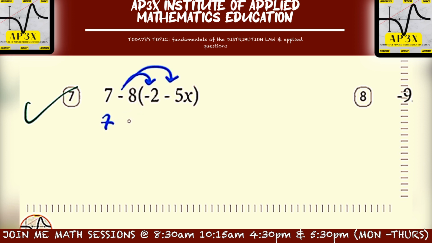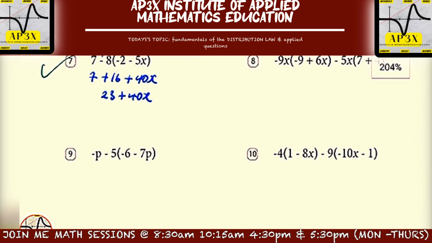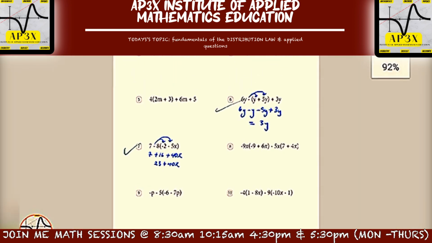Minus 8 times minus 2 is minus positive 16. Almost made a mistake there. And the negative multiplies the negative, gives us a positive. 8 multiplied by 5 is 40x. And so the only thing that we can literally do here is to add the 7 and the 16, which gives us 23 plus 40x. All right? And that gives us our simplified answer. So there's a couple of questions there for you guys.